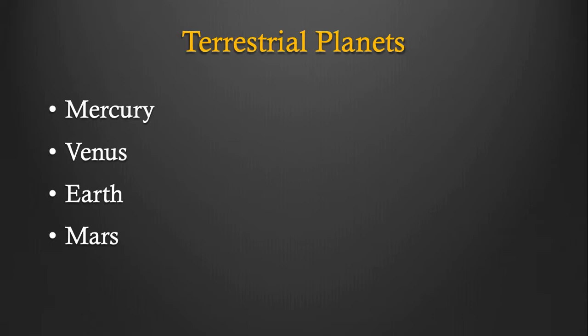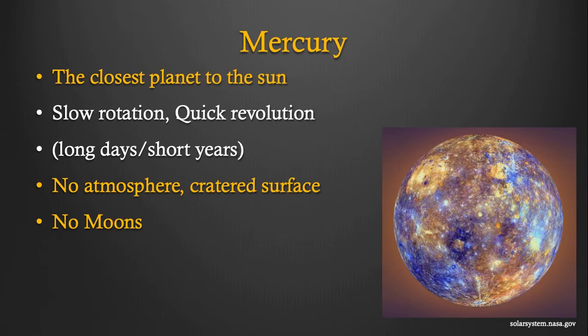So the terrestrial planets are Mercury, Venus, Earth, and Mars. Mercury is the closest planet to the Sun. It has a slow rotation but a quick revolution, meaning its days are very long but its years are very short. It has no atmosphere, a densely cratered surface. Being close to the Sun means that it's in the path of a lot of things moving, and there are no moons for Mercury.